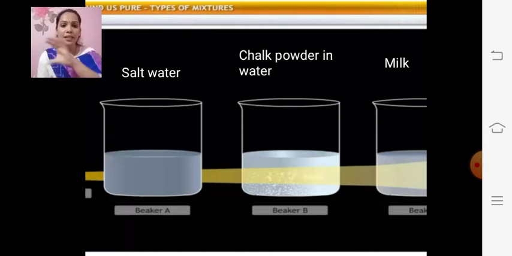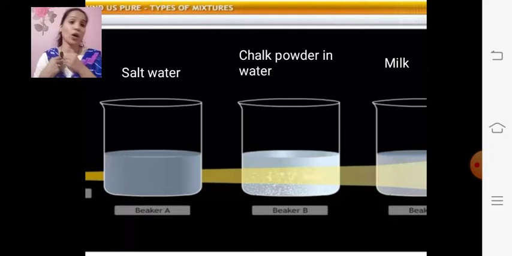You can see that the beam of light has broadened from a narrow beam, and when it is passed through a milk solution, it has become even wider. So, in general, based on this experiment you can say that even mixtures can be of different types. Here, all the 3 are mixtures.